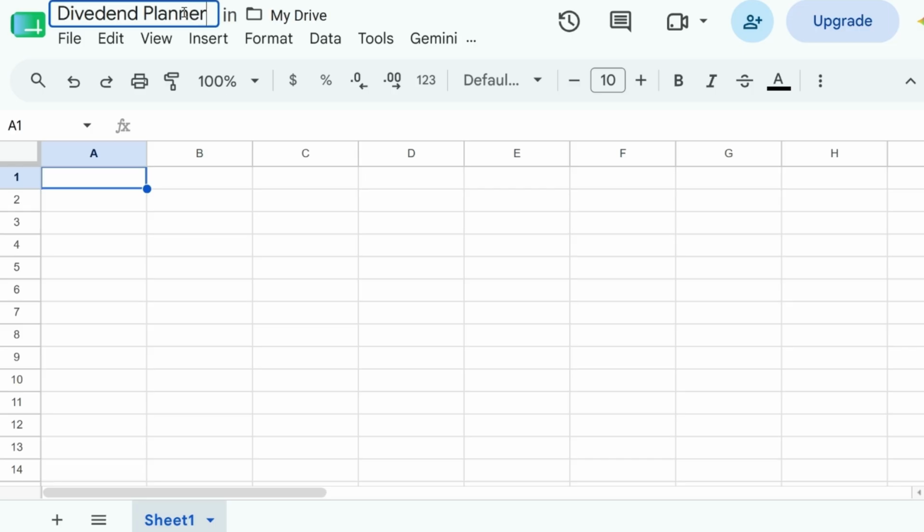So I'm going to go ahead and rename this Google Sheet to Dividend Planner. And I'm going to start labeling my columns. I'm going to use the companies Kraft and Ford for the demonstration.